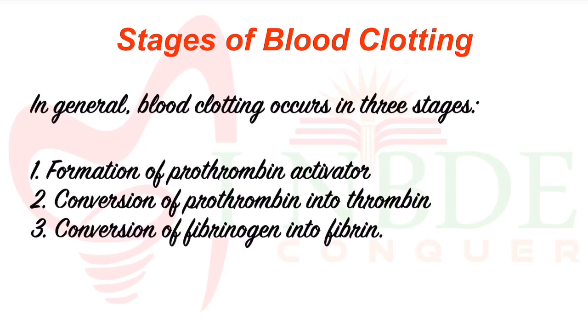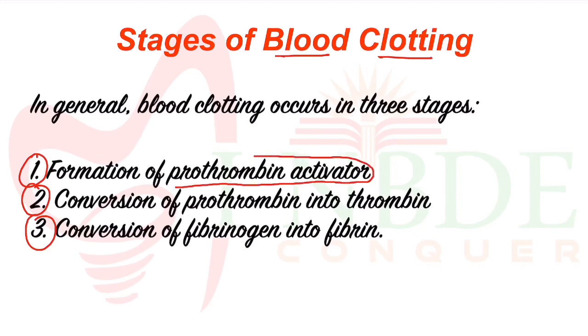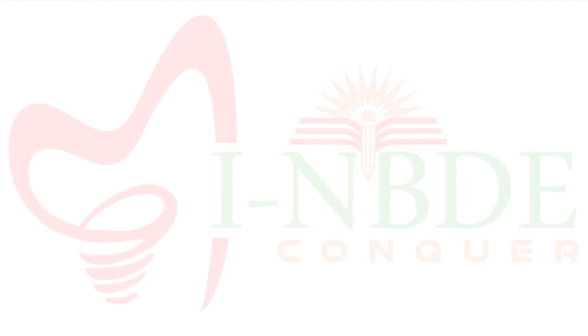The next are the stages of blood clotting. Your blood clotting is divided into 3 stages. Stage 1 is the formation of prothrombin activator. Whenever this prothrombin activator is activated, it is going to convert prothrombin to thrombin. So that is the second one. And finally, fibrinogen is converted into fibrin and the clot will be stabilized. So these are the 3 important stages in blood clotting.